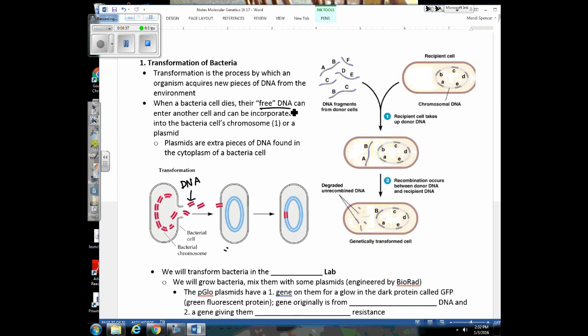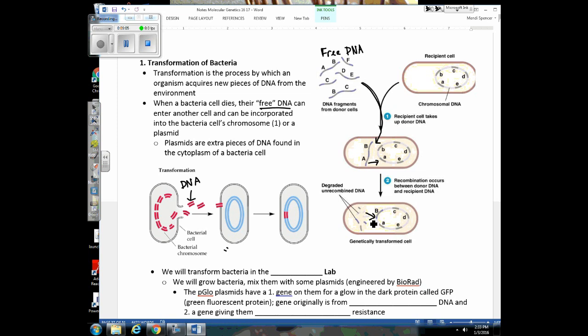So this diagram is showing you that there is free DNA in the environment, and some of those segments can cross through the plasma membrane of a bacteria cell. And you can see here that some segments can be incorporated into the chromosome, which is what you're seeing here. So now this cell is transformed, or we say transformation has taken place.